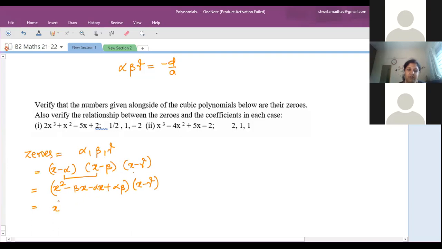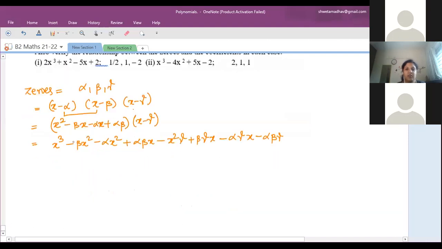Now again multiply, it will be x cube minus beta x square minus alpha x square plus alpha beta x minus x square gamma plus beta gamma x minus alpha gamma x minus alpha beta gamma. Now take all the x cube, only one x cube term is there. Now x square terms together. Anywhere x square?